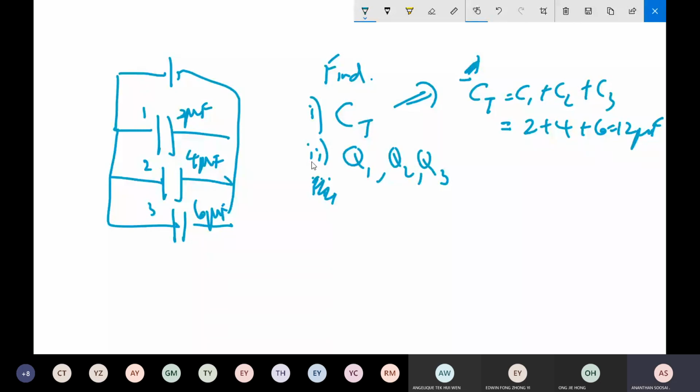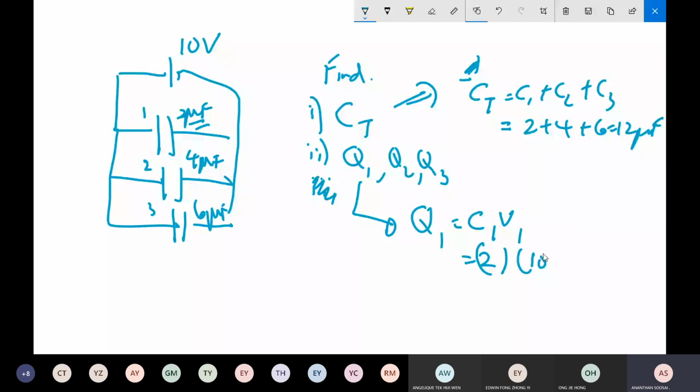The voltage I forgot to give you. Let's say I give you 10 volt. Okay, find Q1. What is Q1? C equals Q over V, so Q1 is C times V, C1 times V1. So C1 is how much? C1 is 2, so put 2. Multiply by V1. V1 is the same as 10 volt. So it's 20 microcoulomb. The charge in 1 is 20 microcoulomb.